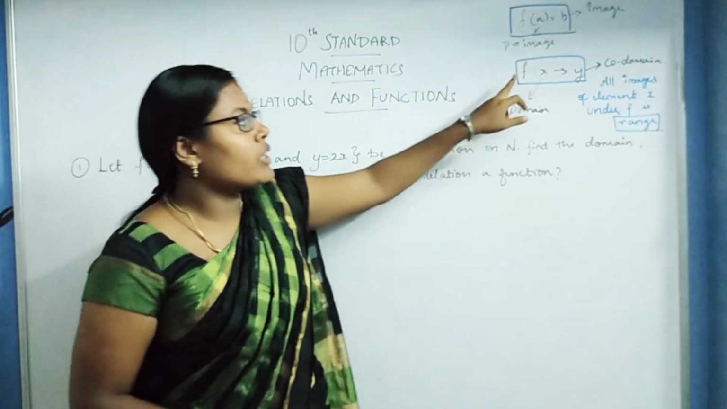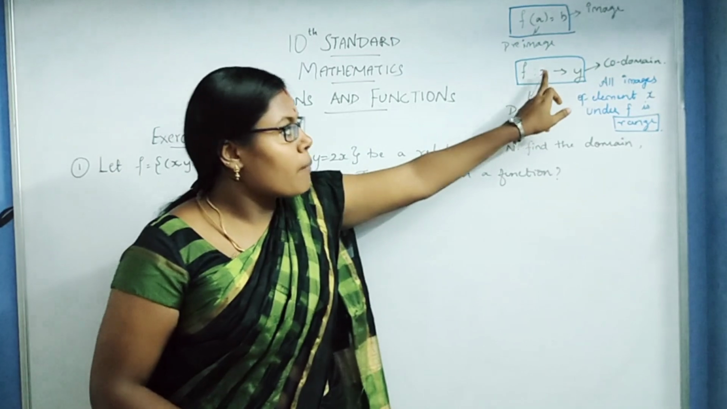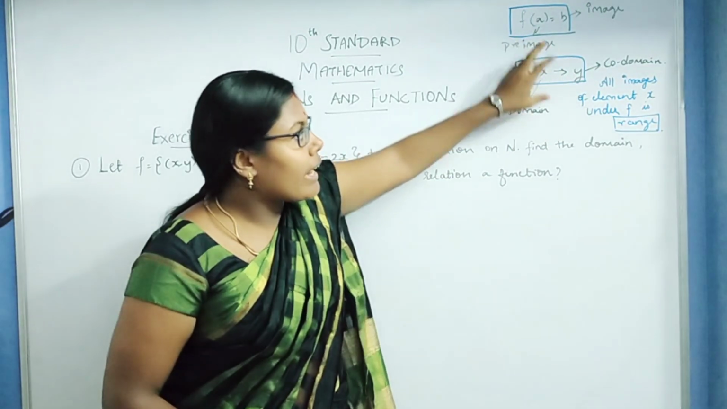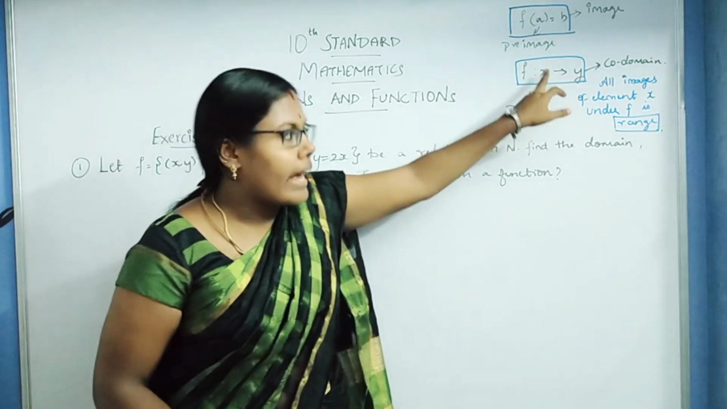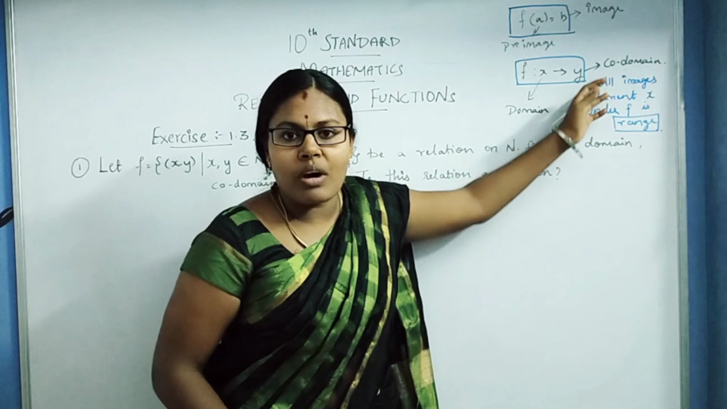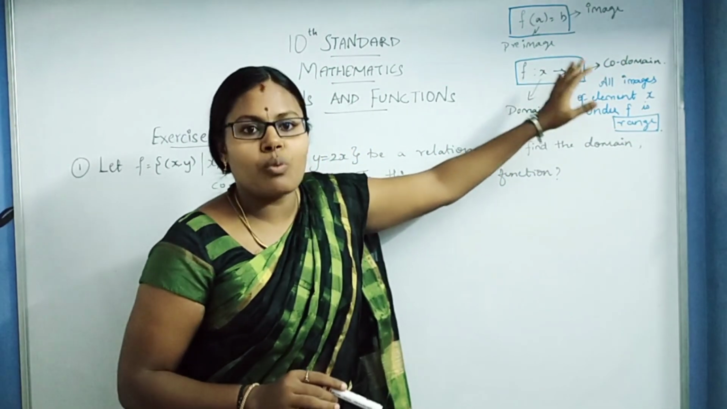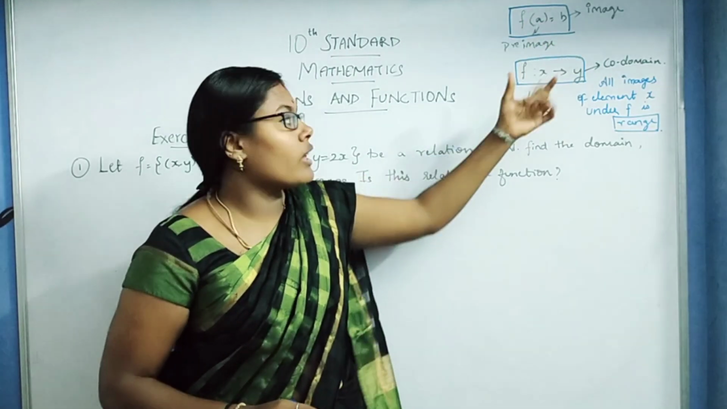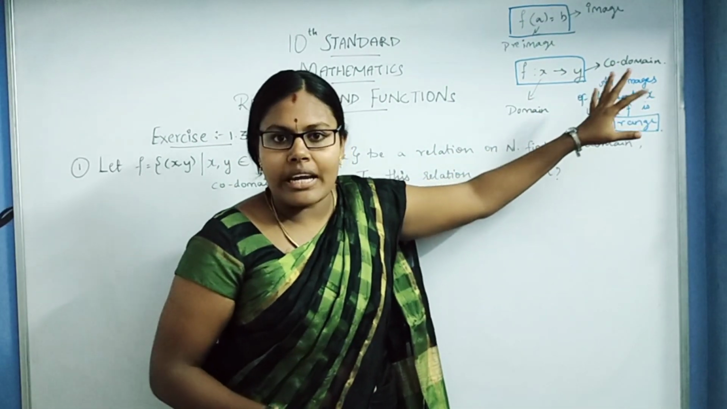If it is a function f from x to y, all the elements in x are called the domain. Whatever elements you have in x is called domain, and whatever elements you have in y is called codomain. Okay, so for a function from x to y, the elements in x are the domain, and the elements in y are the codomain.